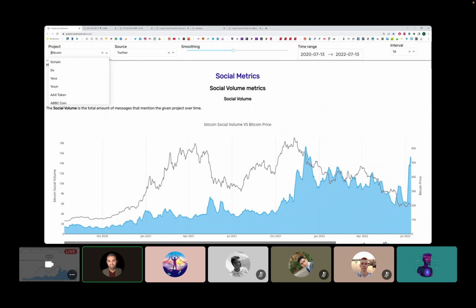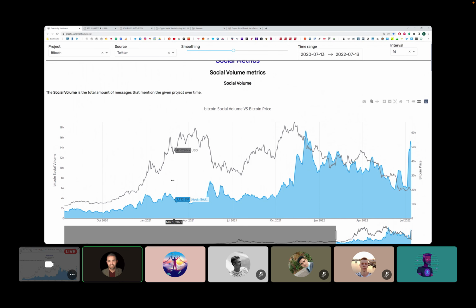choose between just about any project that is on our platform. Well over 1,000 should be listed here, and they all can give you a distinct story about what is going on with that particular asset. So without further ado, we can look at the social volume here to begin with, and we see basically just an expected fluctuation that trails the price in most cases.